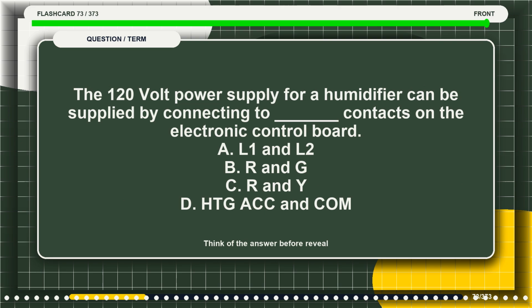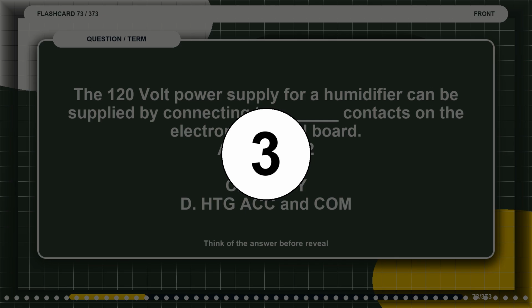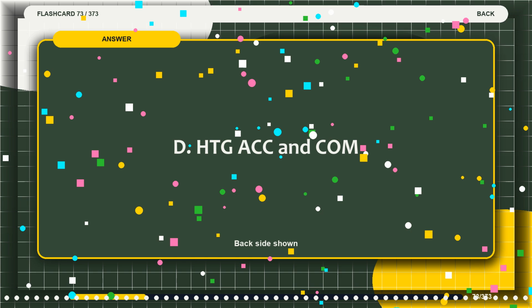Flashcard 73. The 120-volt power supply for a humidifier can be supplied by connecting to blank contacts on the electronic control board. A. L1 and L2. B. R and G. C. R and Y. D. HTG AC and CALM. Think of the answer before the reveal. The answer is D. HTG AC and CALM.